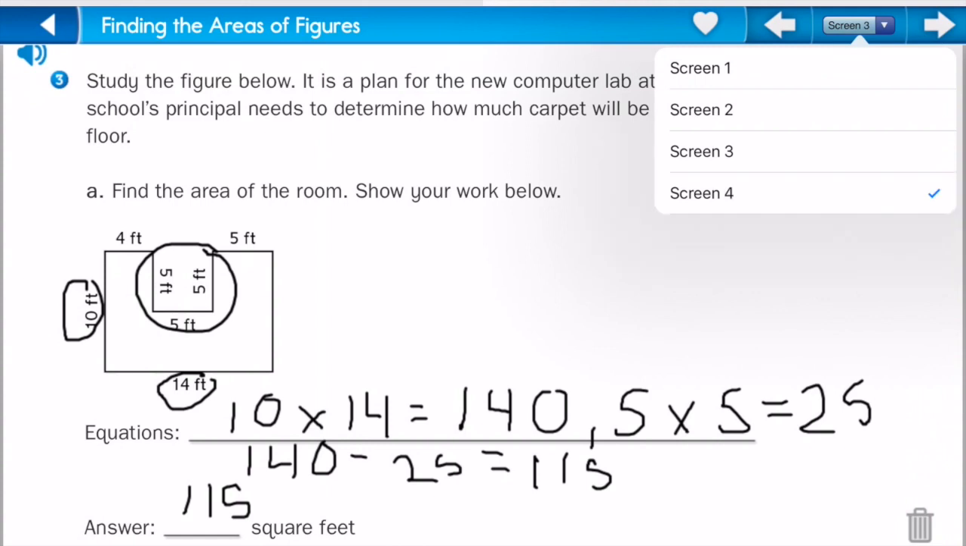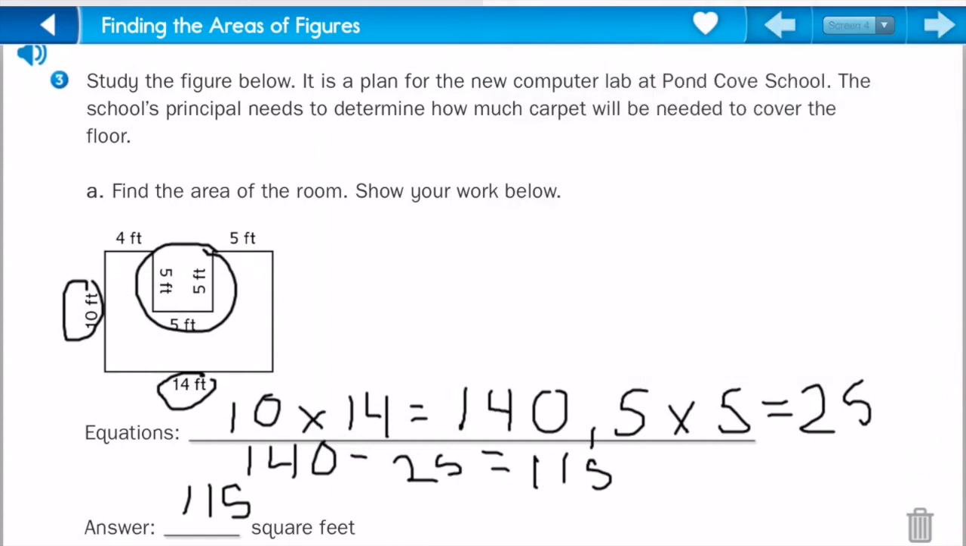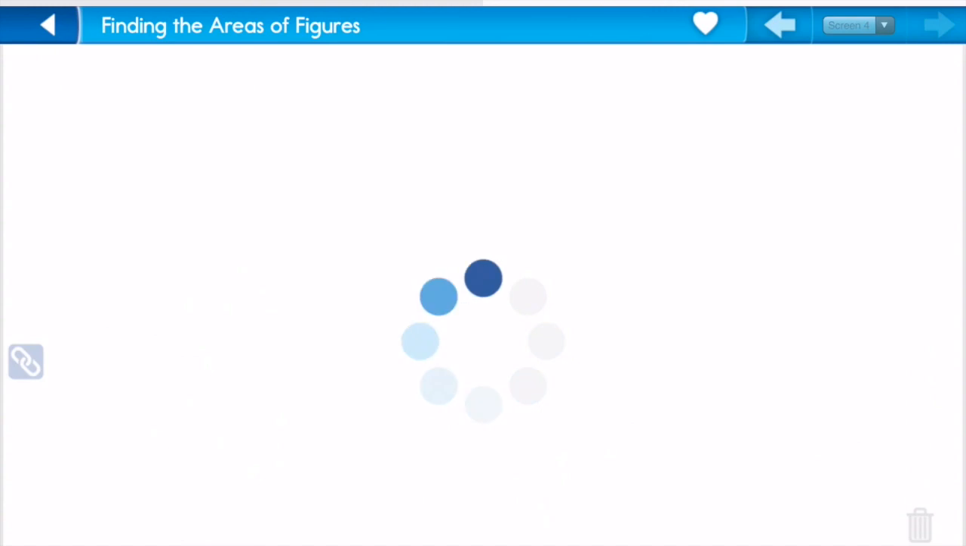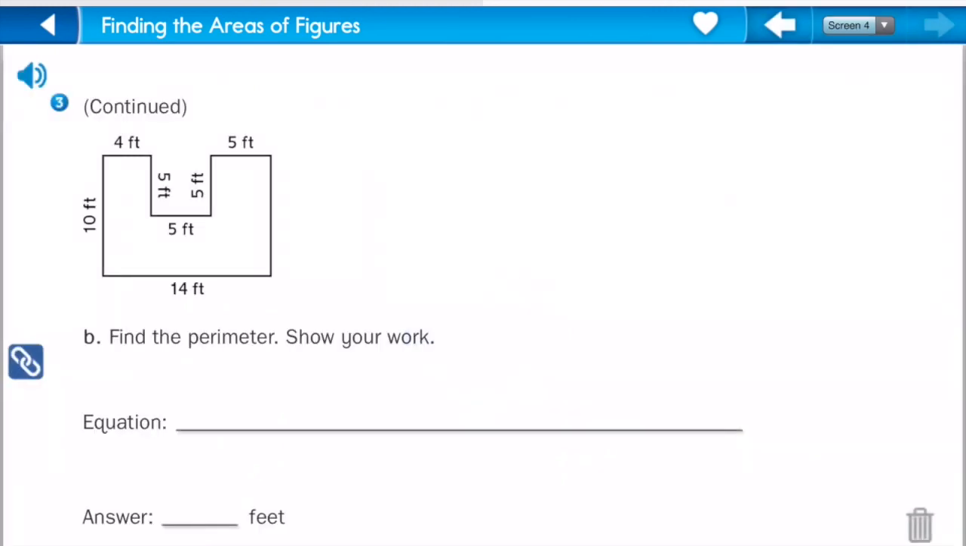Alright, let's do the last one. They're asking us to find the perimeter. And all we need to do to find the perimeter of something is add the sides. But I am missing a side. Does anyone know how long that side might be? If I go over here and look on this side, I see that it's the same amount. So I can assume that this is also 10 feet.